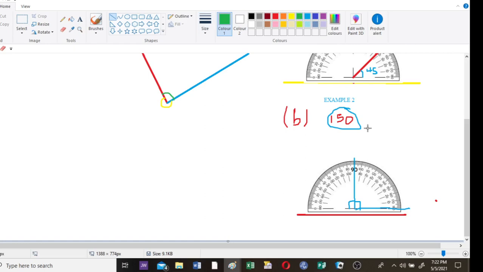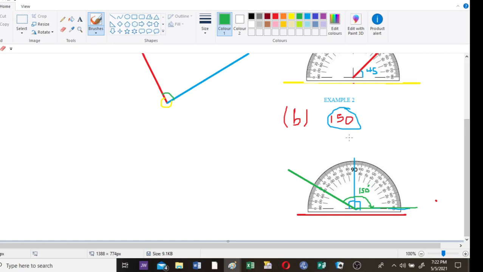Let me change the color so that you'll be able to see. So 150 from the center is here, right here. This shows our angle 150. So you draw a line to show that your angle is 150. When you are measuring an angle, you always measure clockwise. So our angle is here, and this is our baseline. So this angle is 150 degrees. So that is how we measure angles.